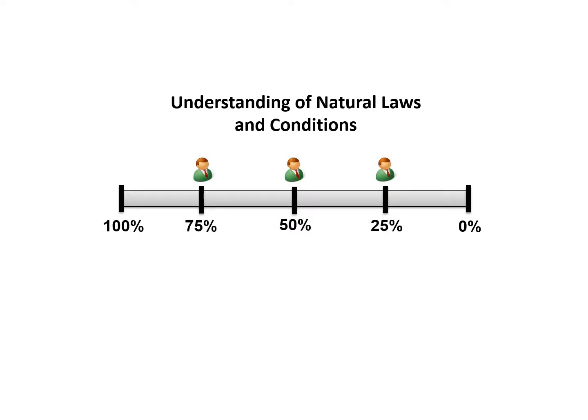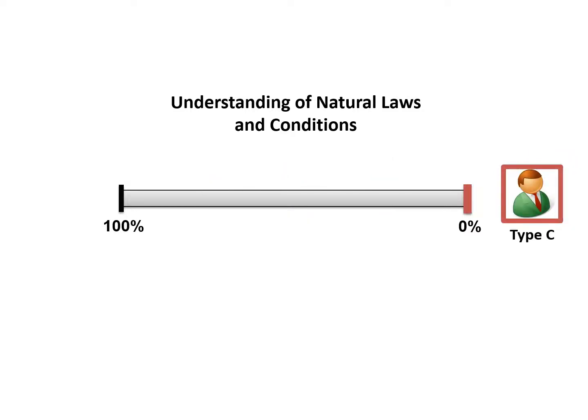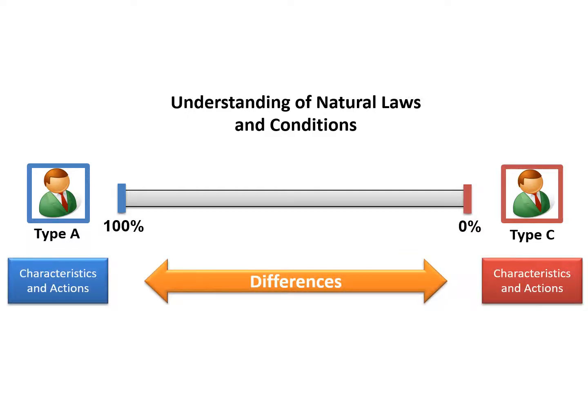Now, if we were to look at a scale to measure a person's understanding of all the natural laws and conditions from 0 to 100, we would find that everyone knows a different amount of information. To simplify things, we are going to analyze two extreme types of people. Type C people, who understand very little of these natural laws and conditions, and Type A people, who understand almost everything. We'll use these two types of people to examine the different characteristics and actions that come when we know a lot, like a Type A, and when we know very little, like a Type C.